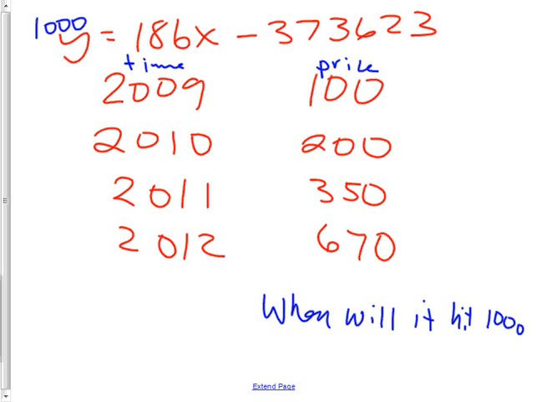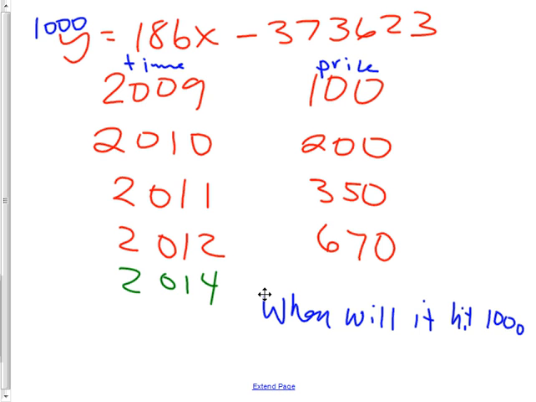Again, it's not going to work out really nice because the data I gave you isn't very linear. What did you come up with? It's probably a negative number. No, wait, it's not negative. 2014? Okay, so what's that telling you? Apple will hit 1,000 in 2014. Heard it here first, folks.